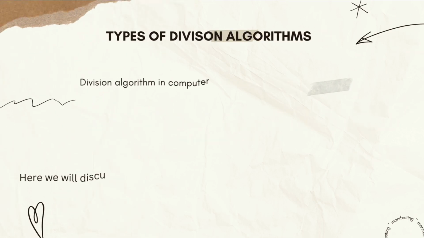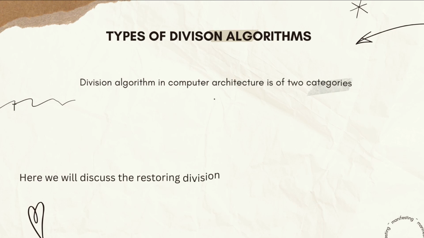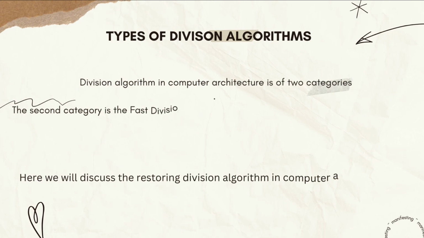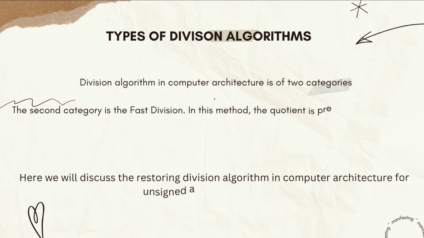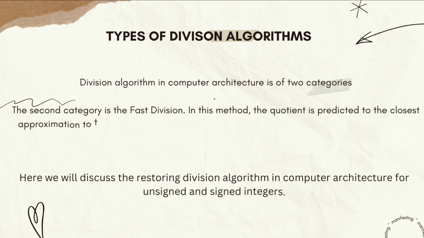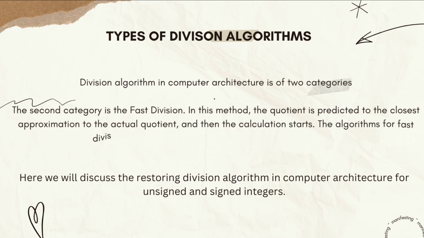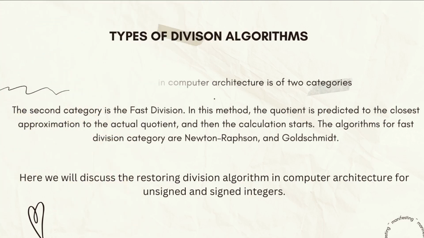The second category is fast division. In this method, the quotient is predicted to the closest approximation of the actual quotient and then the calculation starts. The algorithms for the fast division category are Newton-Raphson and Goldschmidt. Here we will discuss the restoring division algorithm in computer architecture for unsigned and signed integers.